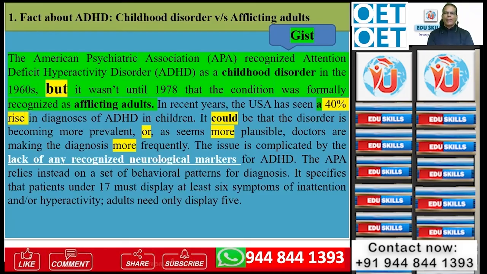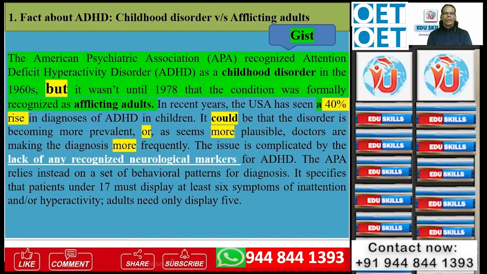So the first sentence, the topic sentence, or what you can call the thesis statement of the whole text, tells you what the whole text is about. That's what you have to understand as you read the first paragraph. Once you understand the first paragraph, things are going to be very, very easy. Then you have this fact they are speaking about. In recent years, the USA has seen a 40% rise in diagnosis of ADHD in children.